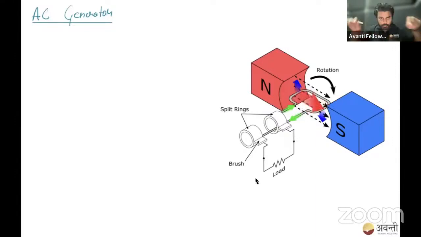When this loop is in this position, the magnetic field lines crossing this area is 0. The flux is 0 because the area is almost 0. There is no thickness of this wire. But when it becomes 90 degrees, then flux is maximum. Then again it will rotate: 0, maximum, 0, maximum. Means flux is changing continuously. If flux is changing, bachcho, what will be induced? EMF will be induced. And since it is forming a closed loop, current will flow.